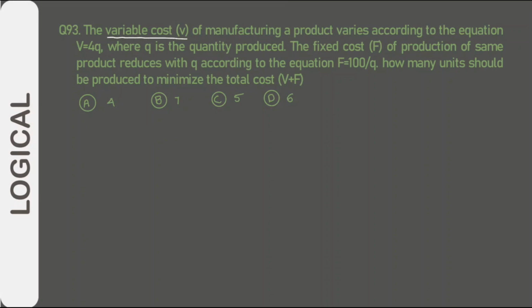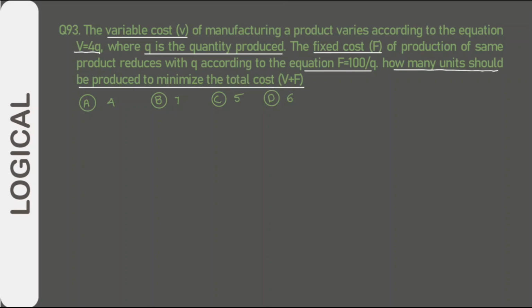The variable cost of manufacturing a product varies according to the equation V is equal to 4Q, where Q is the quantity of product, whereas the fixed cost of production reduces with Q according to the equation F is equal to 100 by Q. How many units should be produced to minimize the total cost of V plus F? So we have four options, that is 4, 7, 5 and 6. So to minimize total cost V plus F is equal to 4Q plus 100 by Q. Substituting different values of Q.